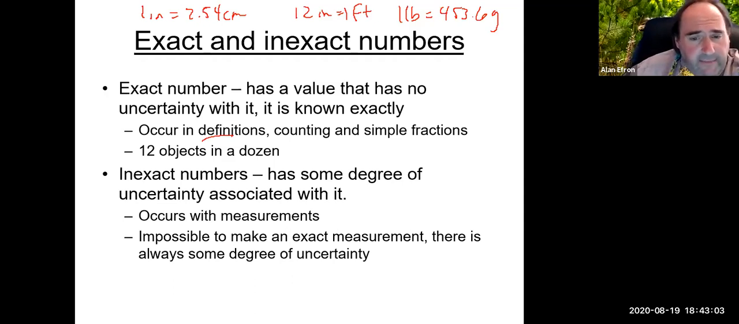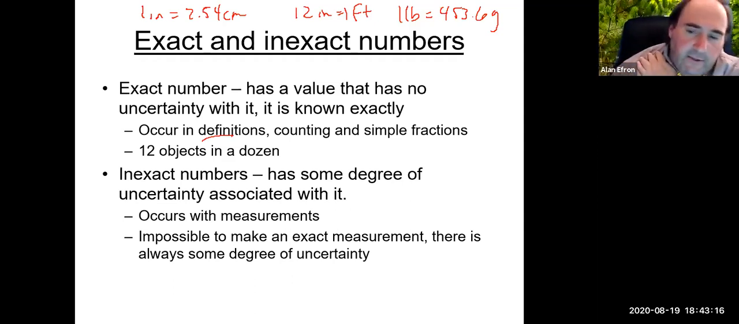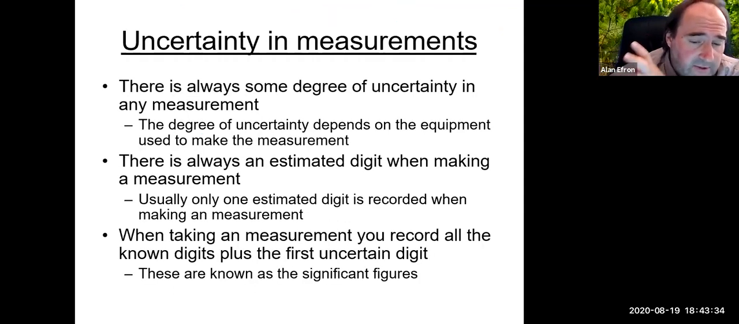When we take a measurement, there's always some degree of uncertainty. No matter who takes the measurement, no matter what sort of device you take the measurement with, there's always going to be some degree of uncertainty associated with that measurement. You need to figure out what it is. The degree of uncertainty will be based on the actual equipment that you use, as to how far you can take the reading. So let's talk about actual measurements and uncertainty in them.